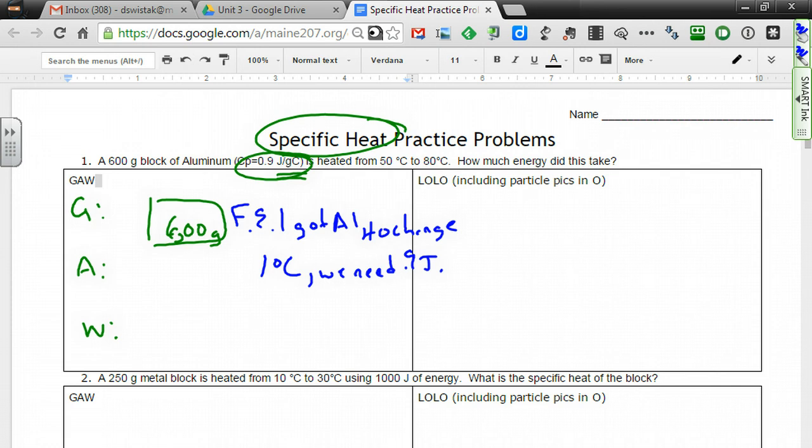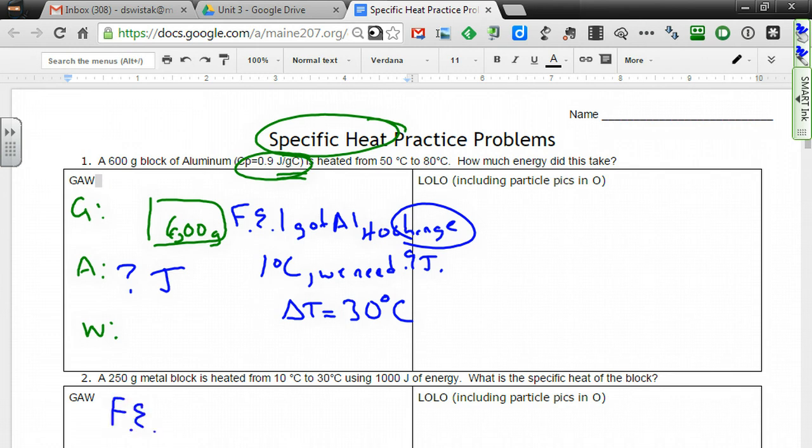It also tells me that it's heated from 50 to 80 degrees Celsius, which means my delta T, or my change in temperature, is 30 degrees Celsius. And that's important to that whole change, right? And how much energy did this take? So my answer is question mark joules. So now I do my work. I've got a for every statement down there, and I should be in good shape.